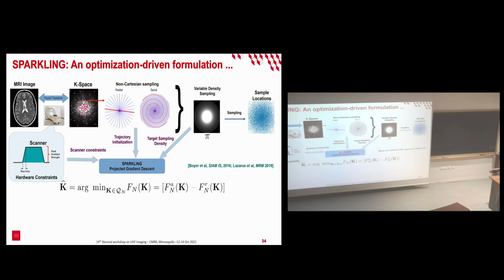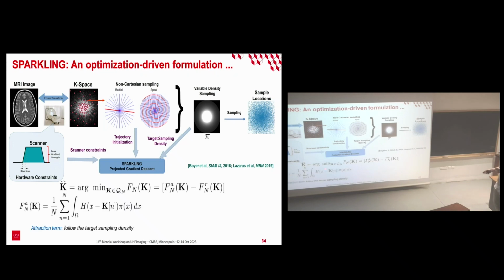So to solve this issue, we basically invented these SPARKLING algorithms, which is a non-parametric optimization of the locations of the red spots here in K-space, which are represented by this capital K. And so the idea would be to cover the K-space entirely, but to match this target sampling density while being compatible with the constraints. So you have this, that's why it's an optimization problem under constraints related to the scanner.